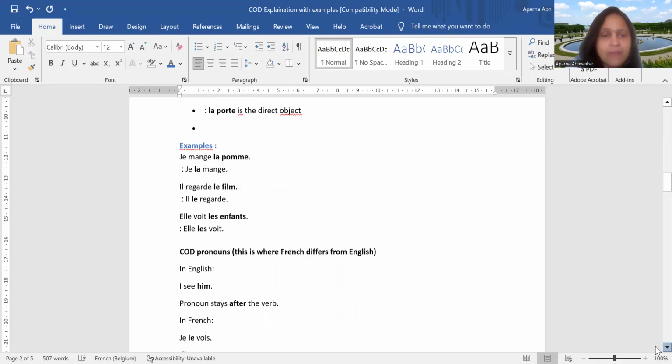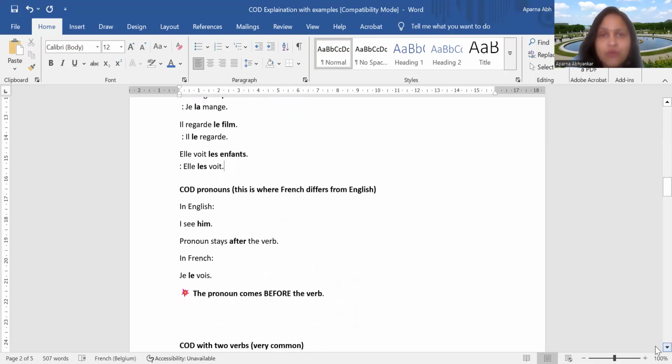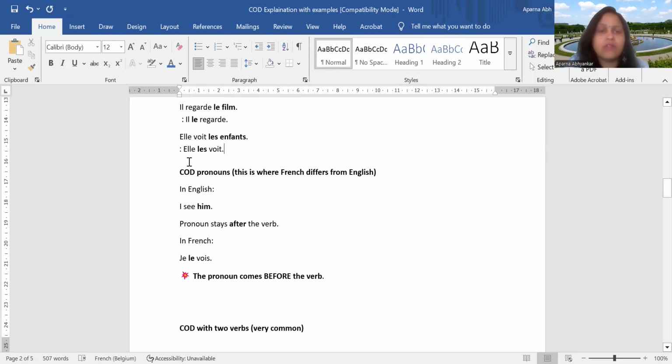One more example we'll see. Elle voit les enfants. Elle voit qui? Elle voit les enfants. The direct object is there. So les enfants is plural, third person plural, which will be replaced by les. So elle les voit. Refer to the table which you have copied earlier. We'll be using me, te, le, la, l'apostrophe, les, or nous, or vous as per the case. So here the placement of the pronoun is before the verb. It becomes elle les voit.